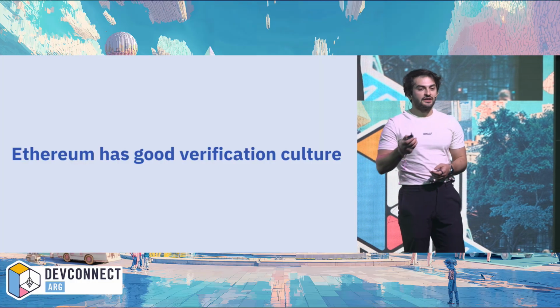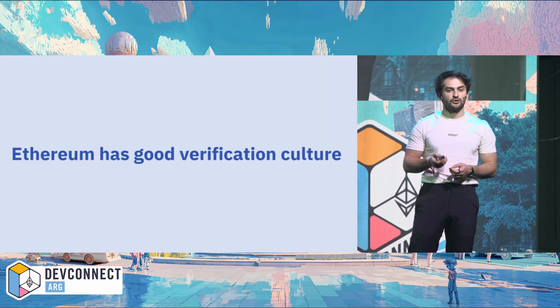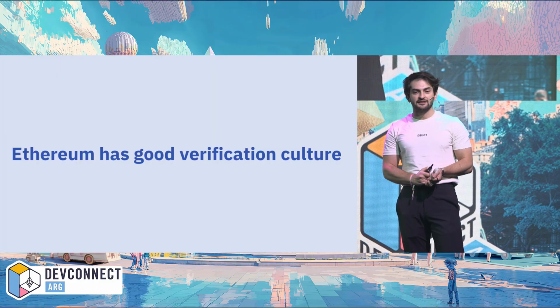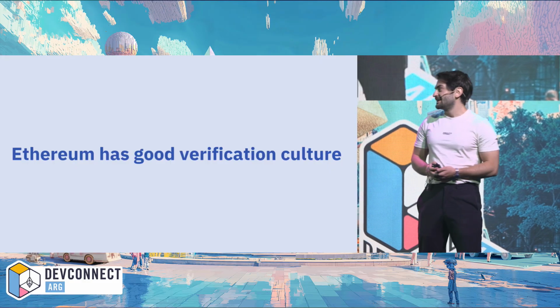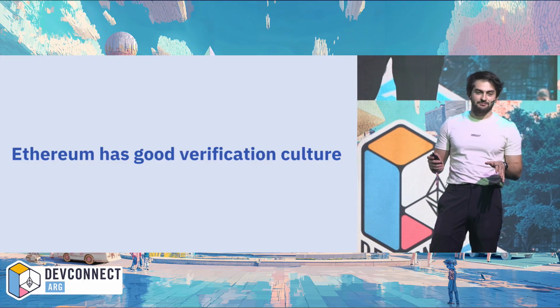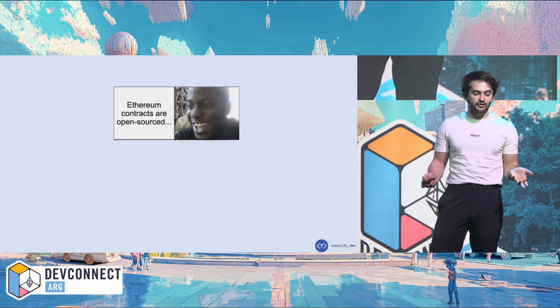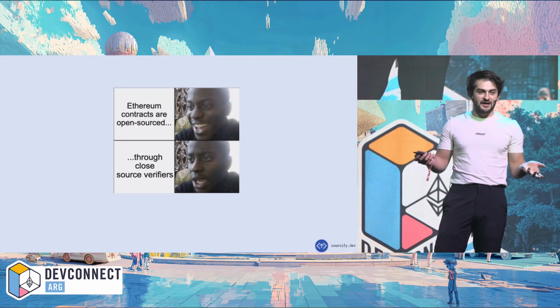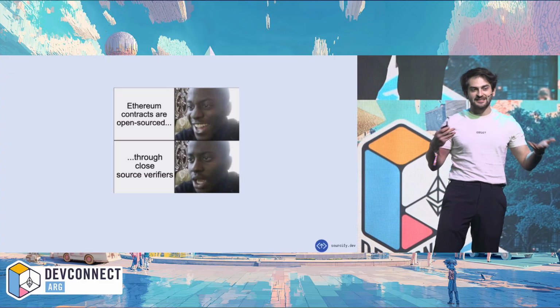Don't get me wrong, Ethereum actually has a good verification culture. The community demands contracts to be verified. We don't interact with contracts that are not verified, hopefully, right? We have a good established culture, but we can do better. We can say Ethereum contracts are open source, but the problem is they're open source through closed source verifiers, which doesn't really make sense.